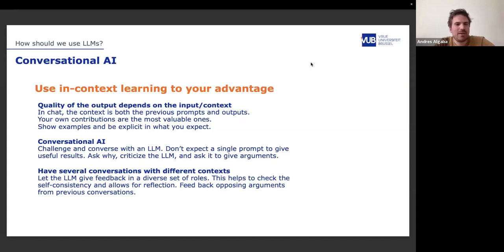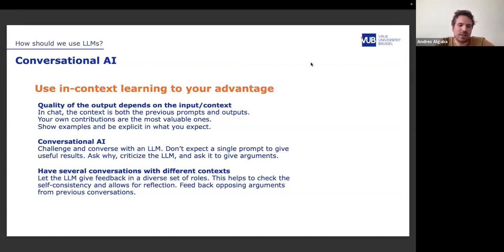And you have to be aware that the quality of what the model replies to you depends a lot on the input that you provide. So your own contributions, your own pointers which you give to the model, the examples that you show will all lead to better output of the model. Also, asking a single question to a model, like, tell me about topic X, or even worse, write me a paragraph about topic X, will not give you a lot of useful stuff.